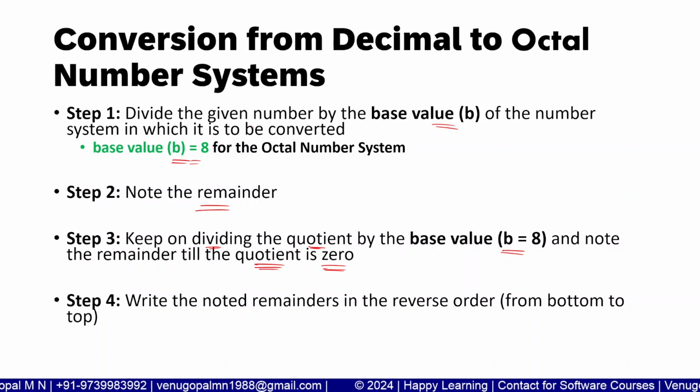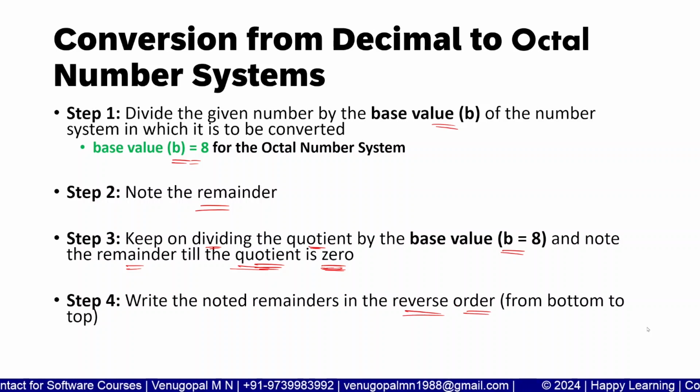First step is we have to divide a given number by 8, and then we have to note down a remainder. If the quotient is not 0, we have to keep dividing the value by 8, repeat the steps and keep noting the remainder till your quotient value becomes 0. Then write the noted remainders in reverse order, from the bottom to top, to get the equivalent octal number.